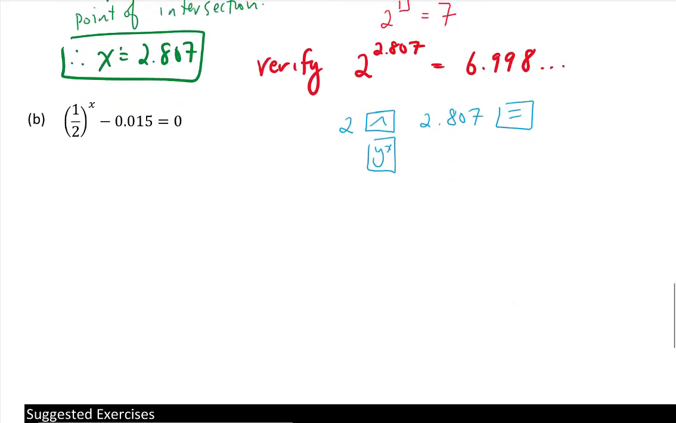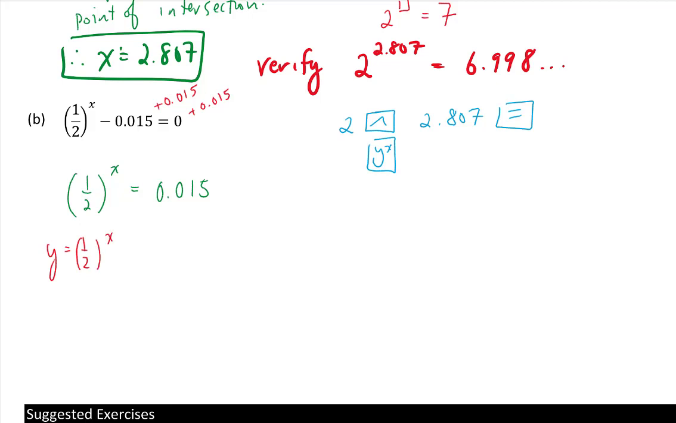All right, let's try the next one. The next one's a little bit more complex. But the first step is to get a number on the other side. So I'm going to add the decimal 0.15 to both sides. And I end up with 1/2 to the exponent x is equal to 0.015. So I need to solve for the point of intersection of y equals 1/2 x and y equals 0.015. So the x value of that point of intersection is the value that we're looking for.